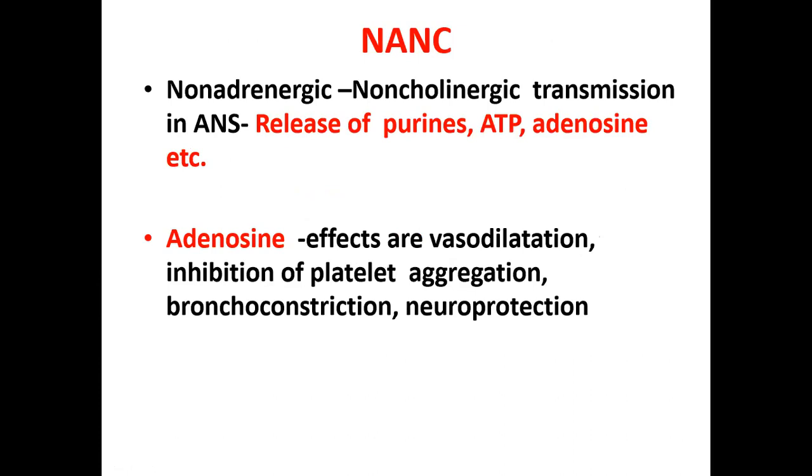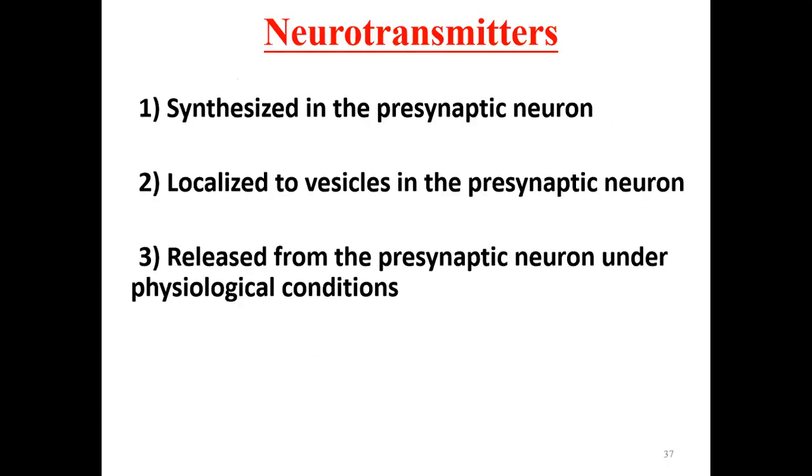When you look at NANC, non-adrenergic, non-cholinergic transmission in the ANS, it mainly releases purines, ATP and adenosine, which are the NANC neurotransmitters. If you look at adenosine, its effects are vasodilatation, and it inhibits platelet aggregation. It causes a transient bronchoconstriction, and neuroprotection is also an effect of adenosine.